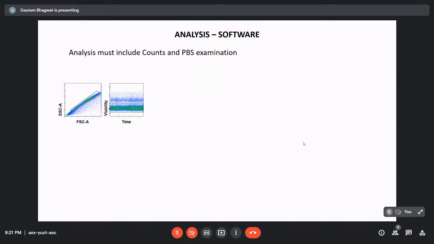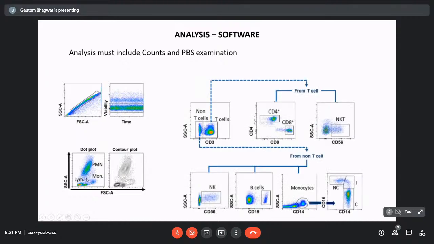Now I will quickly run through how we do it, because this is what I will be focusing on in my next talk. So here, first we do a side scatter, forward scatter, and so we get all what we have, the singlet discrimination, we do it along the time. Now next is the forward scatter and side scatter. As I had earlier told, these are the lymphocytes, the monocytes and the polymorphonuclear cells or the granulocytes.